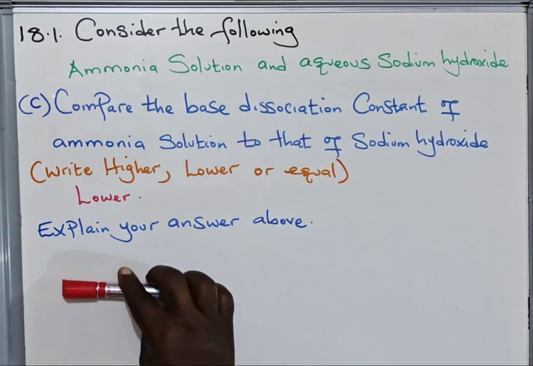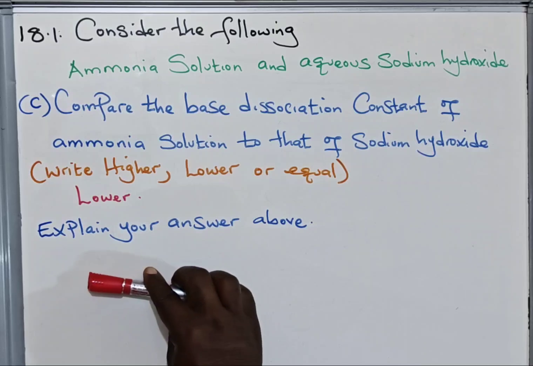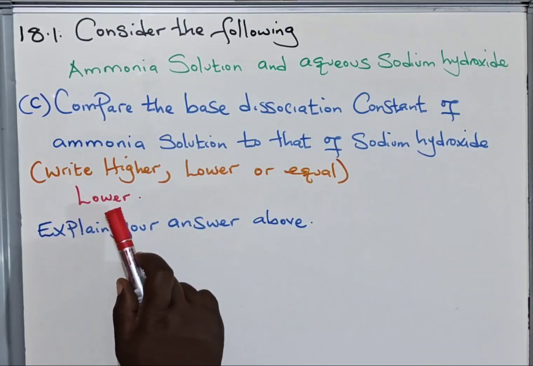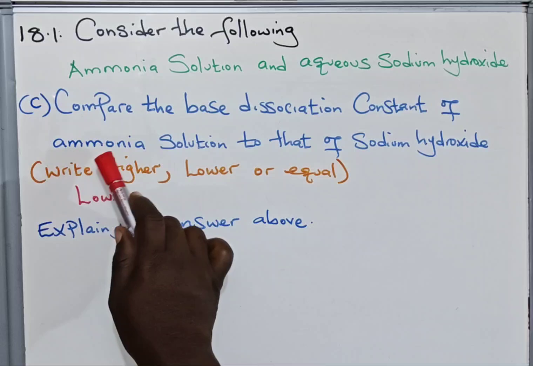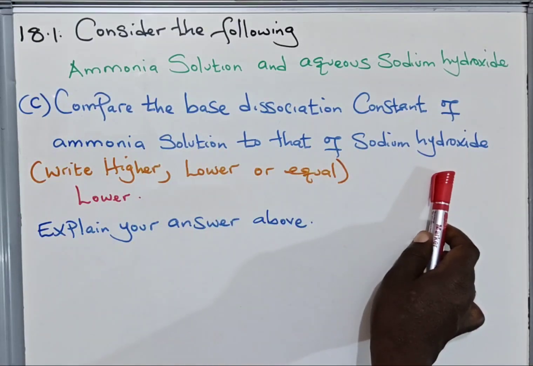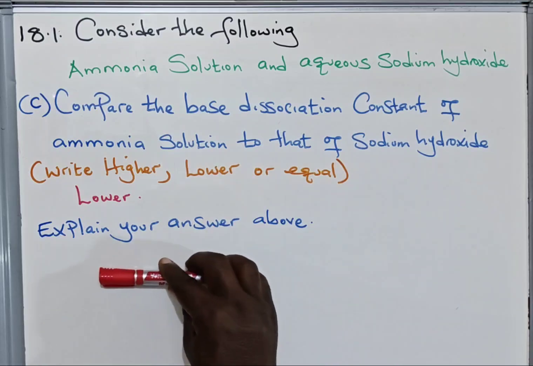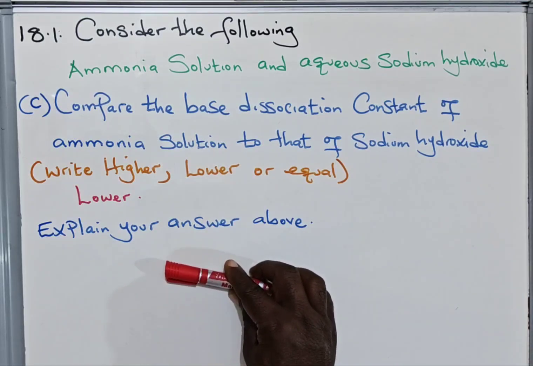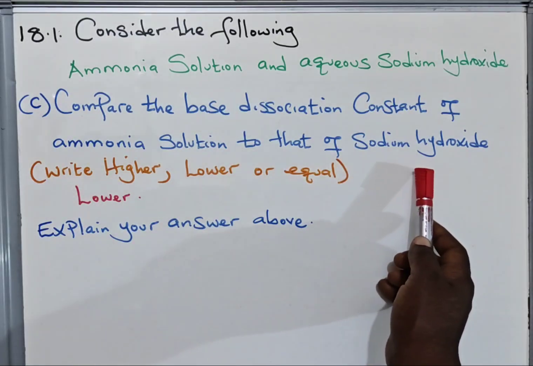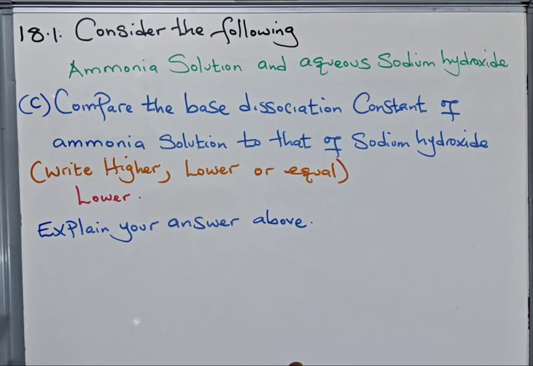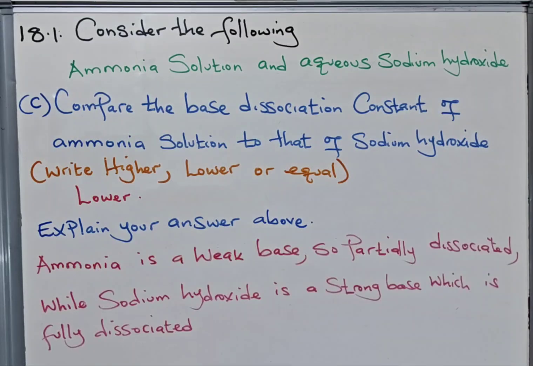Then we come to this one. It says, explain your answer above. Our answer is lower. What does it mean? That the base dissociation constant for ammonia solution is lower than that of sodium hydroxide. And why? The reason is that ammonia solution is a weak base, which is partially dissociated, compared to sodium hydroxide, which is a strong base, which happens to be completely dissociated. That is it.